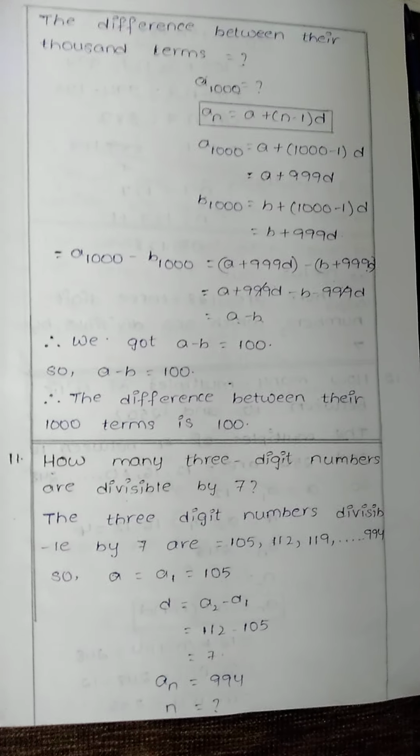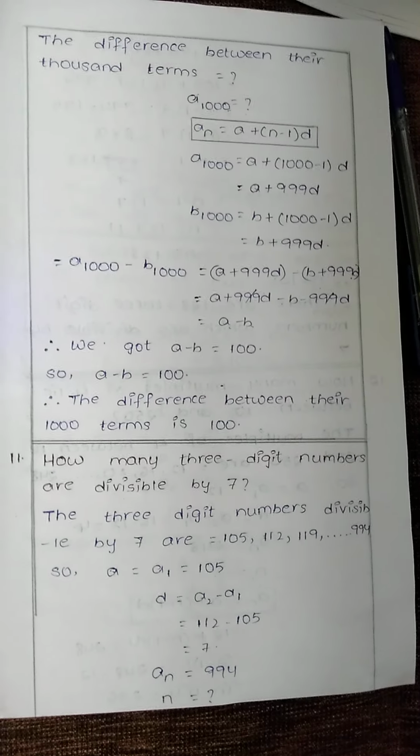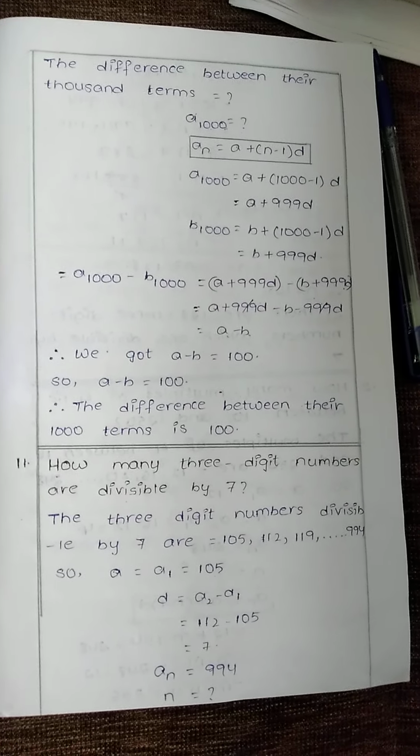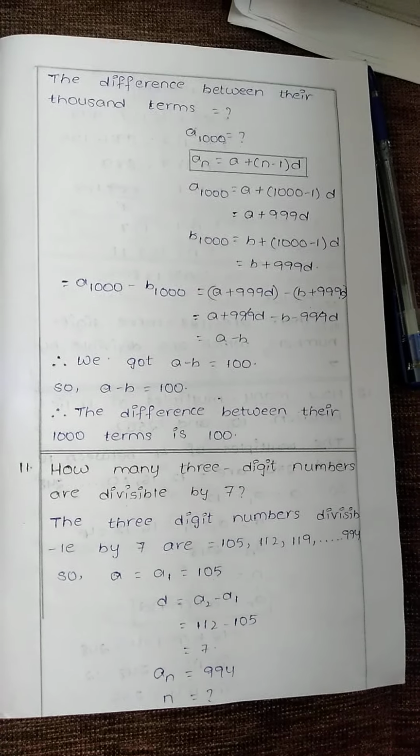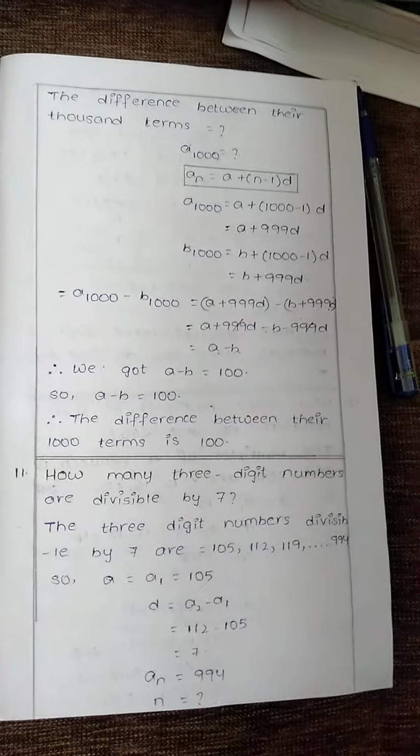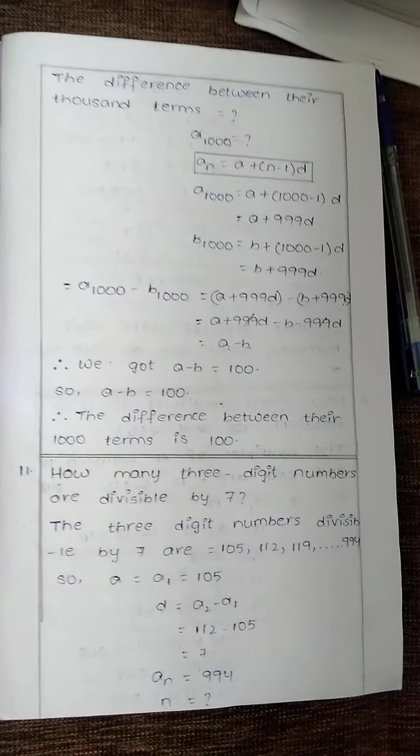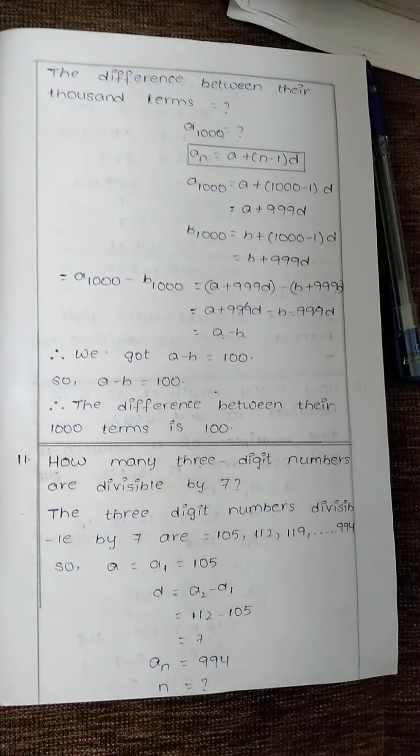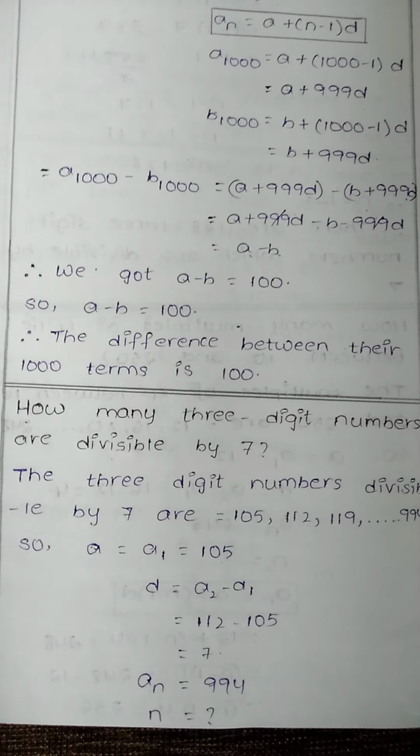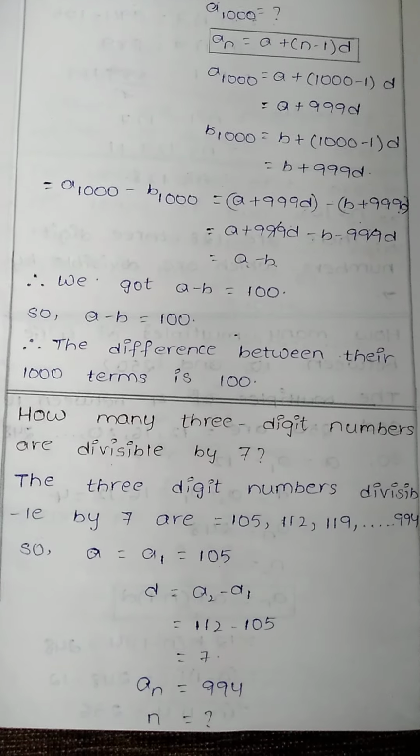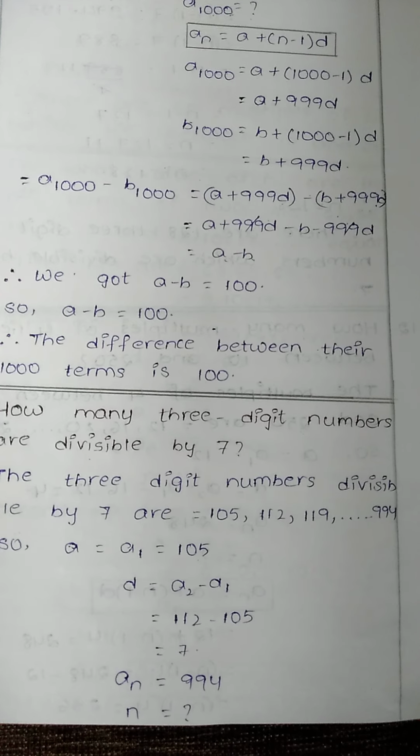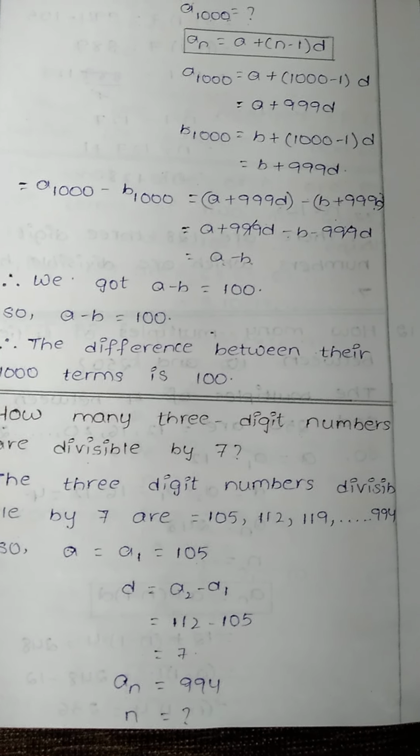Here is a simple question: how many 3-digit numbers are there divisible by 7? First we have to know what the 3-digit numbers are: 100, 101, 102 and so on. Listen here. The first multiple of 7 is 105. Next is 112. Just adding 7 to each term will give the multiples of 7.